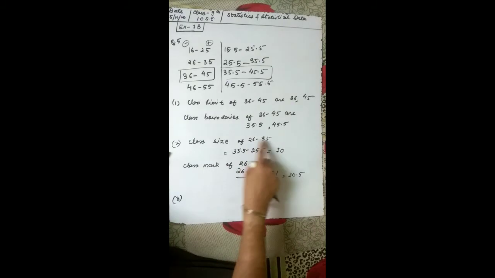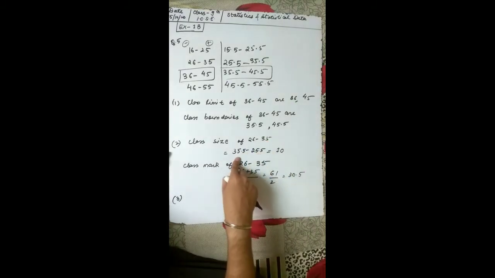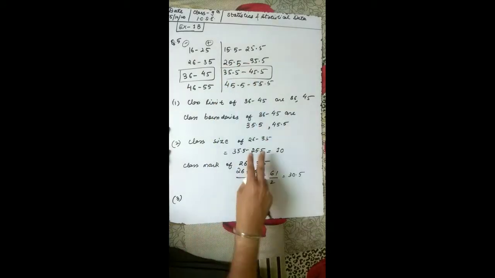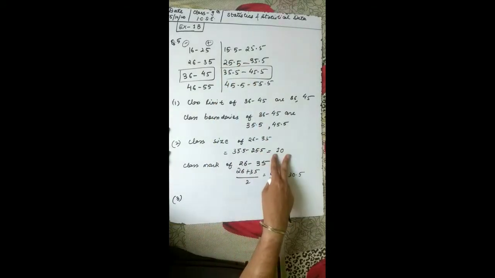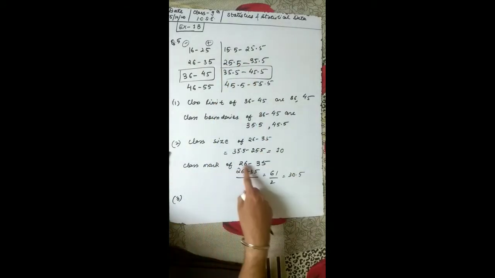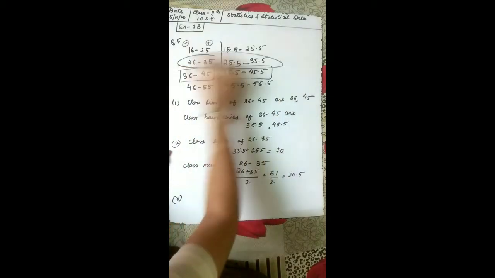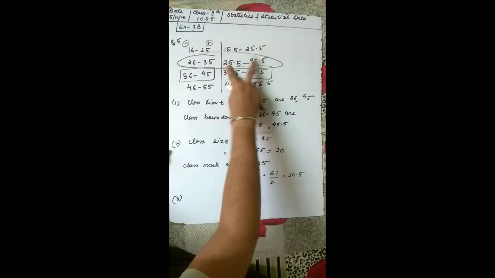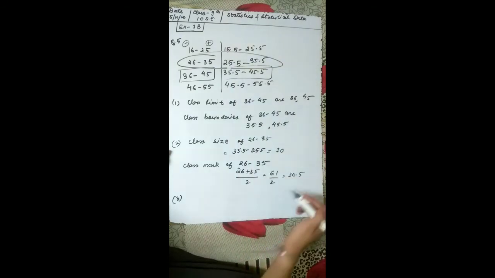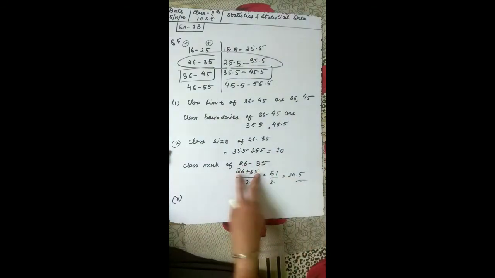It will be upper limit minus lower limit, but we have to use the corrected one. So the upper limit is 35.5 minus the lower limit 25.5. The answer is 10. Class mark will be of 26 to 35: upper limit plus lower limit divided by 2. You can take this also, upper limit plus lower limit divided by 2, you will get the same answer. And if you take this also, you will get the same answer. There's nothing in it.